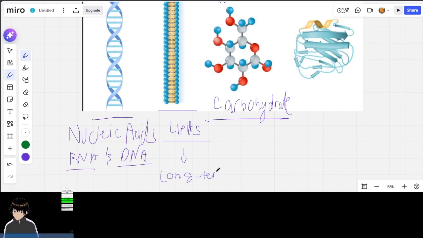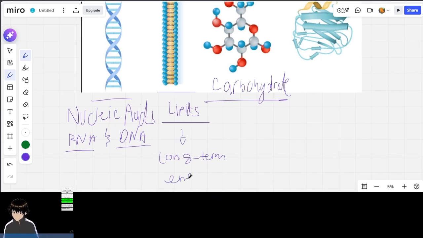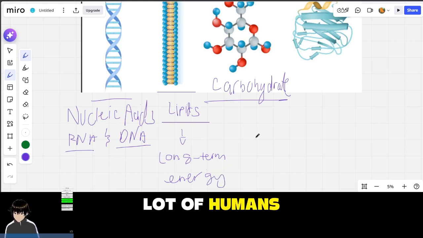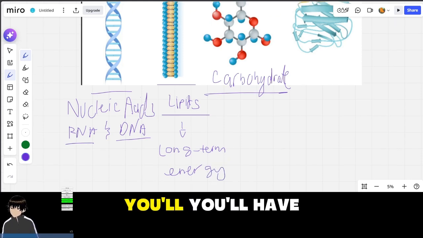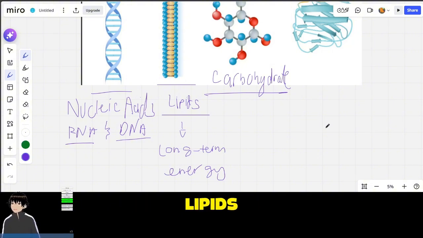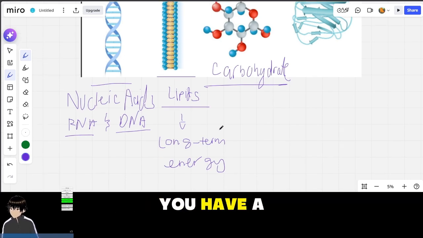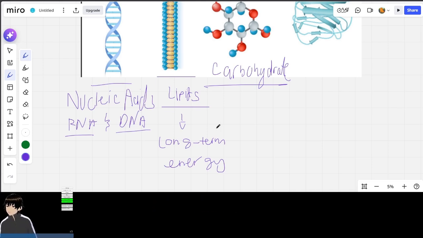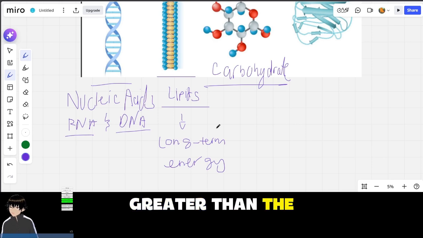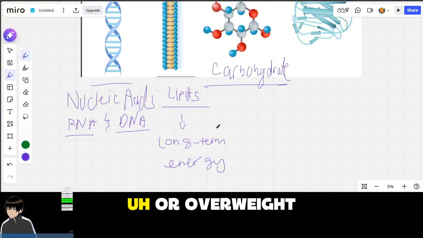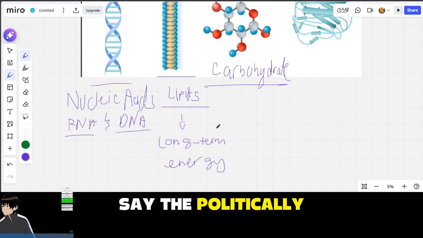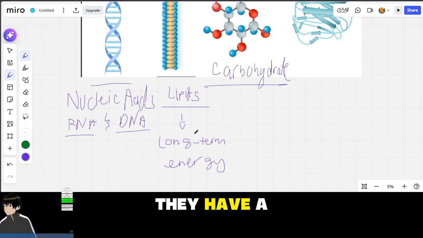That's why a lot of humans, okay, if you're a human, you probably have a lot of lipids. If you're obese, you have a significant amount, a substantial amount of lipids greater than the average. So if you know anybody who is obese or overweight, you can just say the politically correct term, which is that they have a lot of lipids.